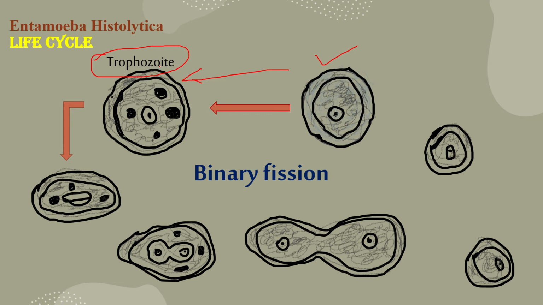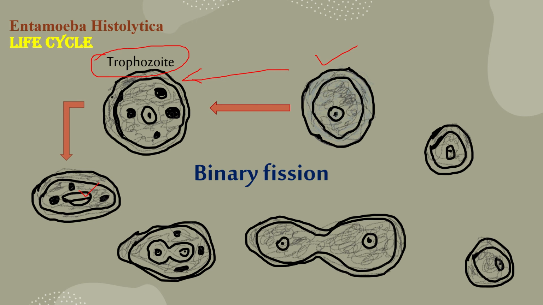This process of binary fission takes place in the wall of the large intestine of the human being. First of all, the nucleus is divided into two nuclei. The nucleus undergoes mitosis without the disappearance of the nuclear membrane, and after the division of the nucleus, the cytoplasm is also divided. That is, cytokinesis takes place, which is the division of the cytoplasm.